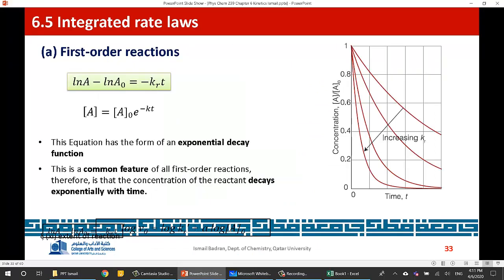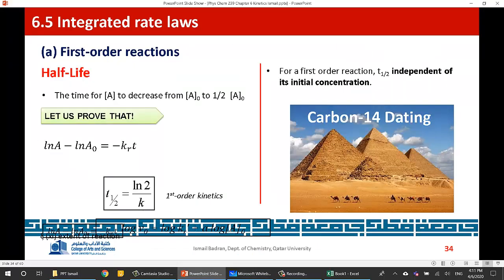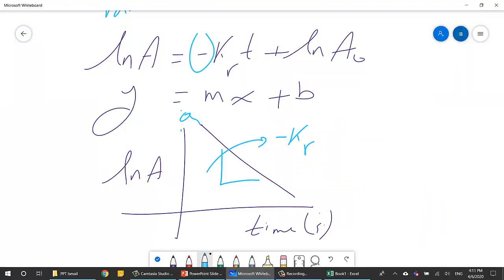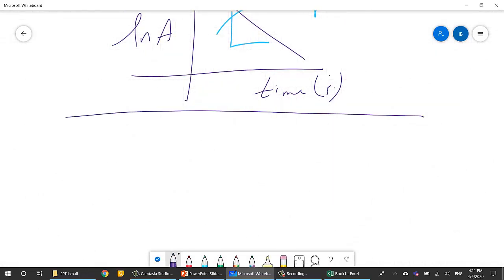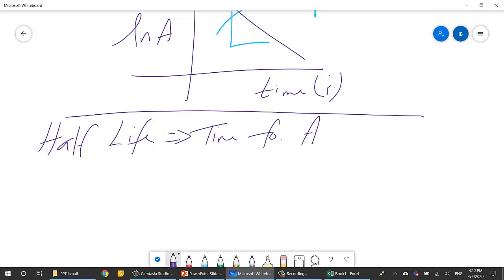Now, for first order reactions we can also determine the half-life of the first order reaction. I'm going to derive this as well for you here. So the half-life is defined, very simply, as the time for the initial concentration to be halved. That's a very simple definition of the t half, the half-life of the reaction.